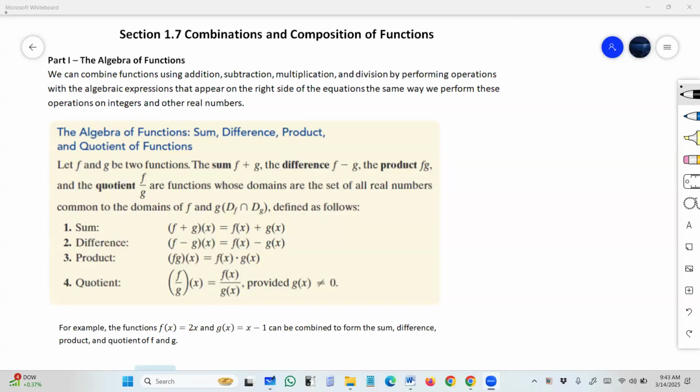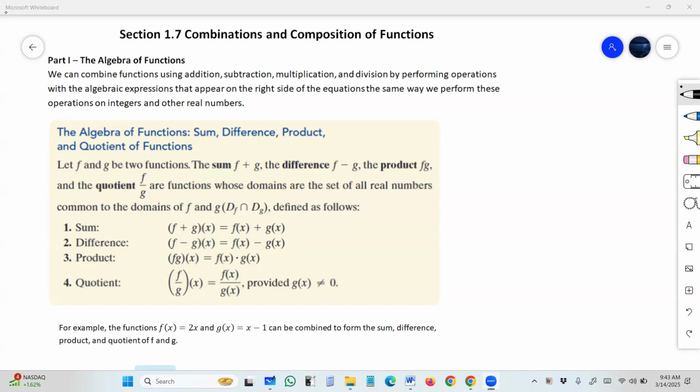Hi, hello everybody. So this is the video dealing with section 1.7, combinations and composition of functions. This topic will have two videos, and we've divided it into two parts. This is the first part, part one, the algebra of functions.